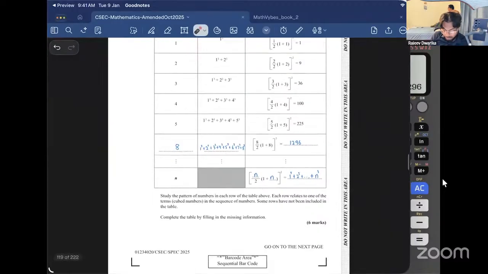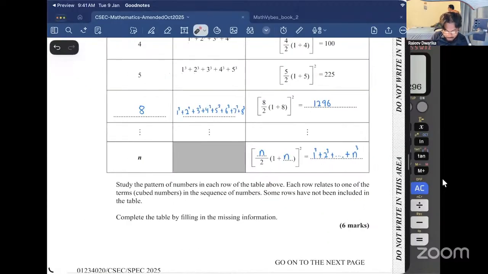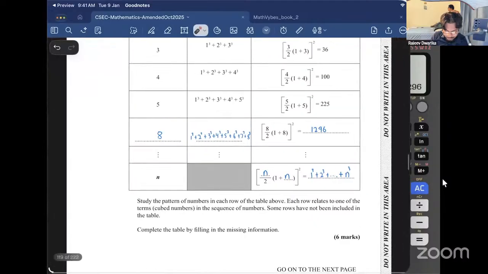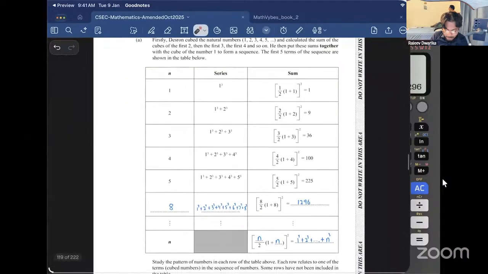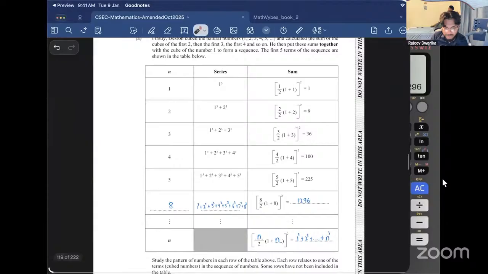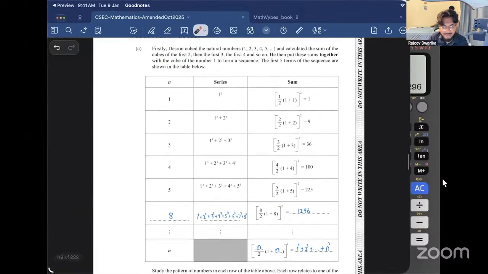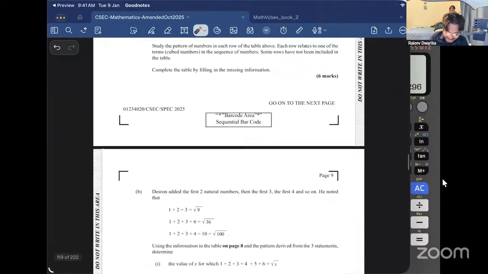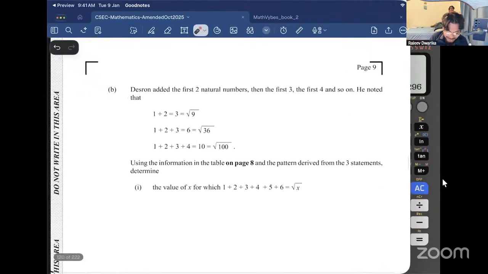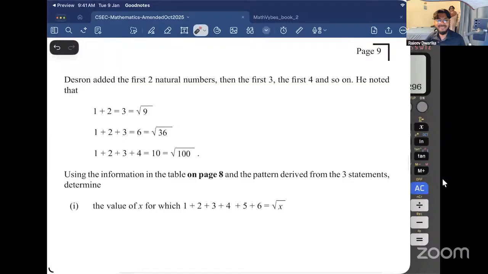6 marks for that. I feel like that was a really easy 6 marks. Now that I actually know how to do it, I agree. It just looks complicated. I just don't like series and sequences. It's fun. It's a fun time. Maybe by the end of this week.